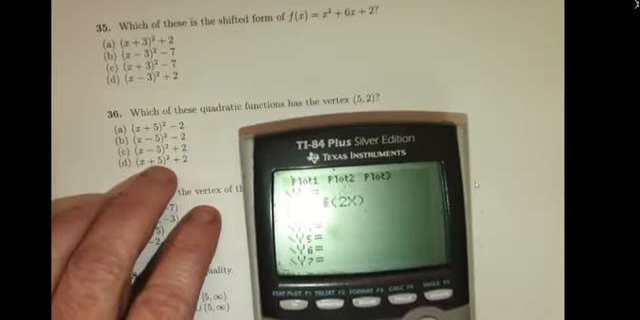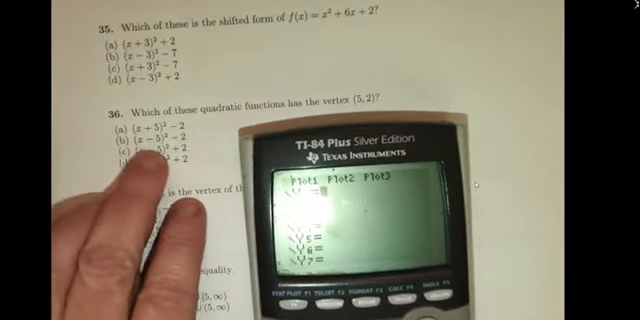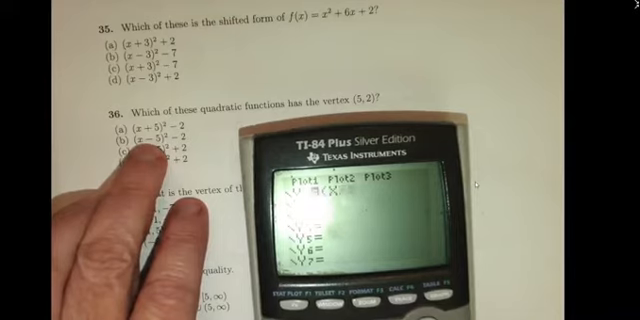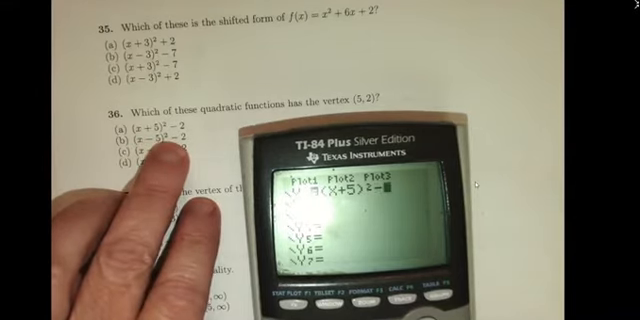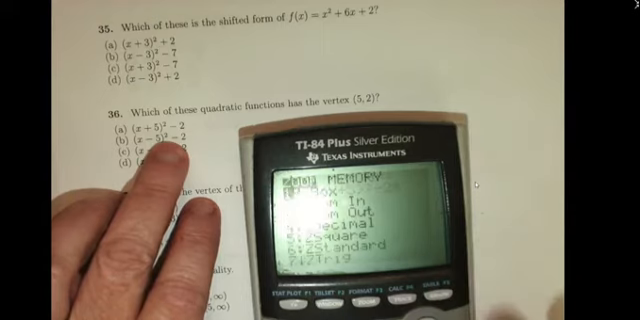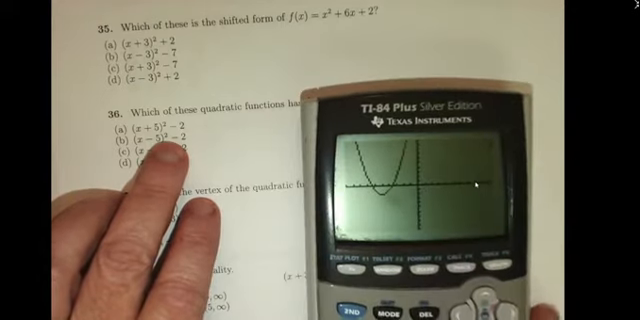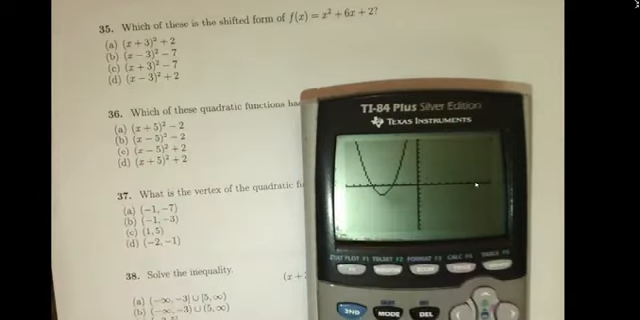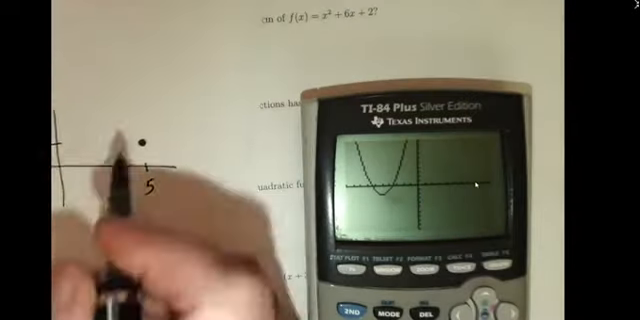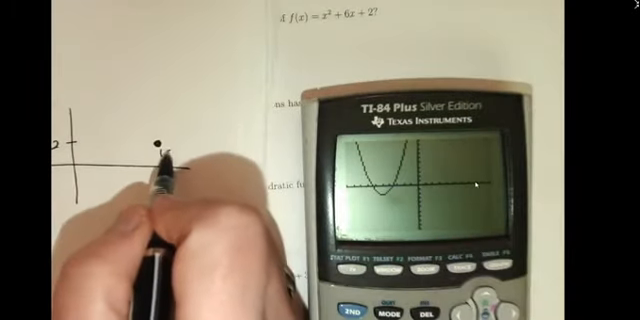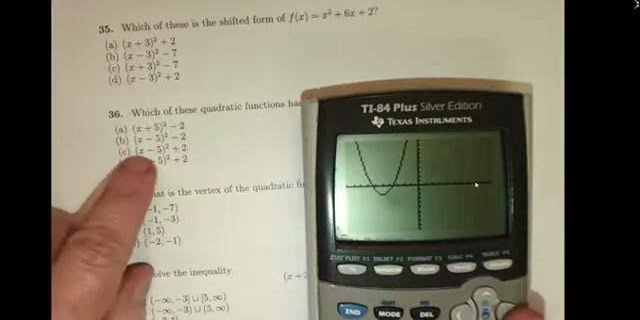So just clear out what we have in here. So I could do x plus 5 squared minus 2. And then look at it on zoom 6. And there's the vertex there, and that is not where 5, 2 is. So that's the point 5, 2 here. So it's not that one.